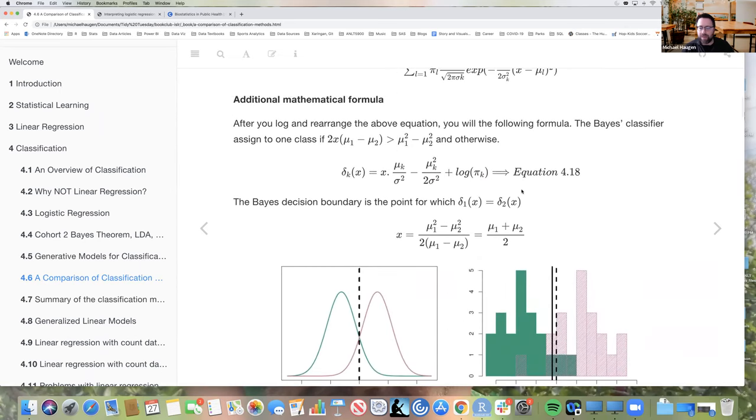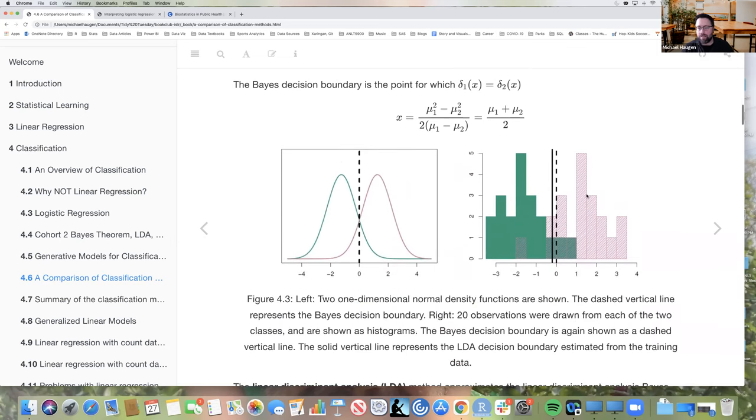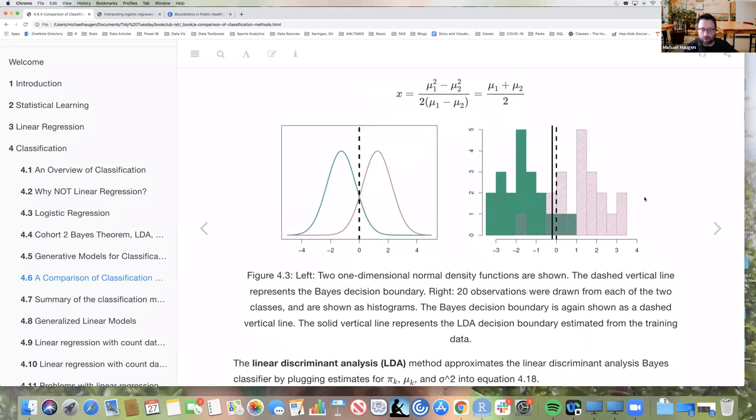Before getting to the labs, I went pretty fast through this material, and I'm skipping the generalized linear models. But before getting to labs, I want to go through some of these graphs. Here, I'll read some of the text. This is pretty simple.